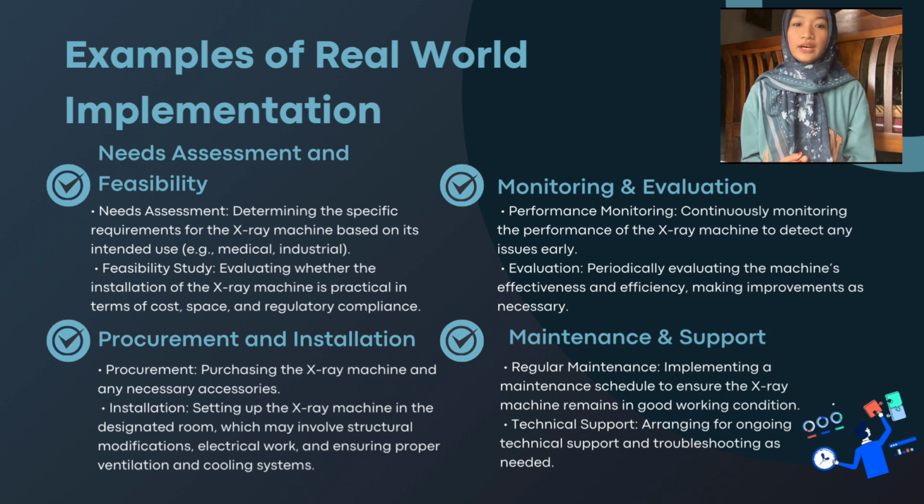Alright, before we dive into getting an X-ray machine, we need to understand why we need it. Are we using it for checking broken bones in a medical center or for studying materials in our science lab? Once we know what we need it for, we're going to check if it's even possible to get one. That's where feasibility comes in. We'll think about how much money it will cost us, where we're going to put it, because we don't want it squished in a corner. And we're going to make sure it follows all the safety rules, like keeping us safe from radiation.